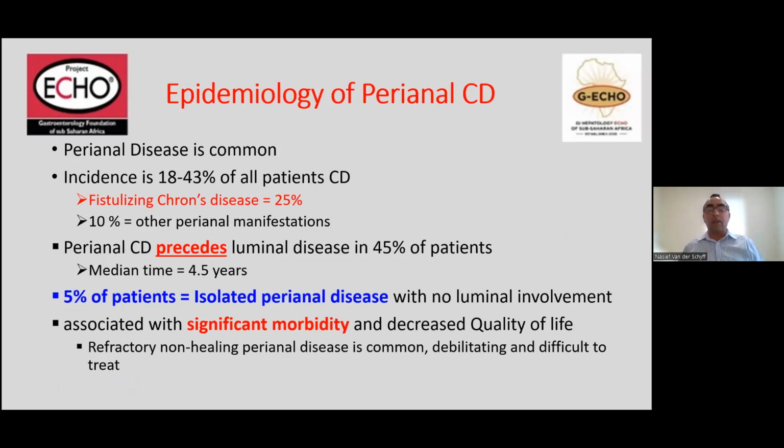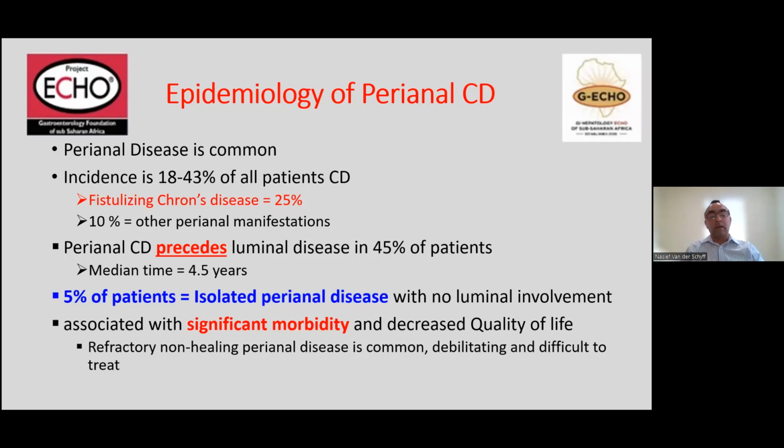So if you look at the epidemiology of peri-anal Crohn's disease, peri-anal disease is common in the context of Crohn's disease. Its incidence is 18 to 43% of all patients with Crohn's disease. But importantly, fistulizing Crohn's disease has a 25% incidence. And all the other peri-anal manifestations account for 10% of peri-anal disease in patients with Crohn's disease.